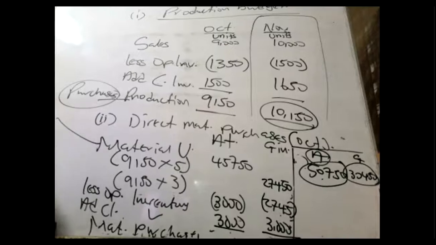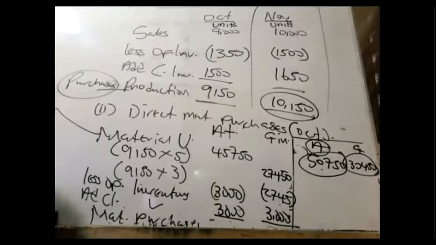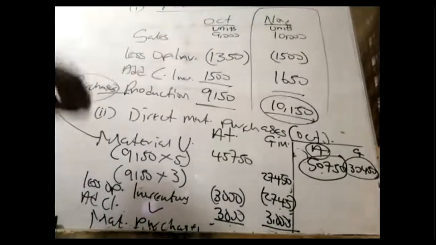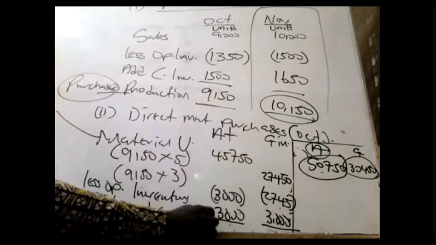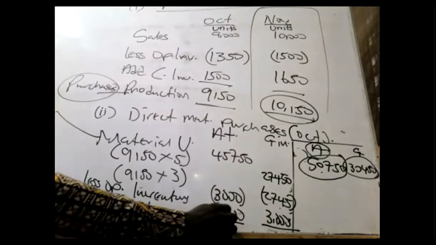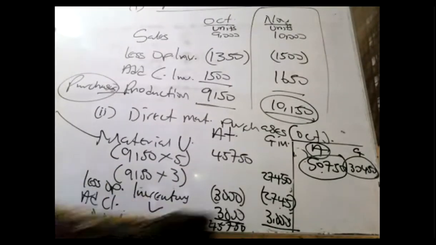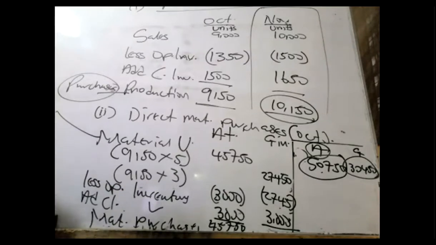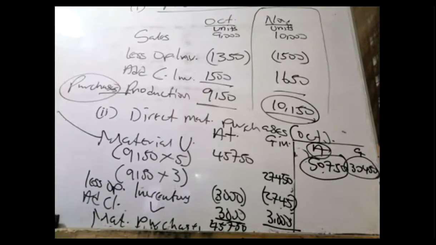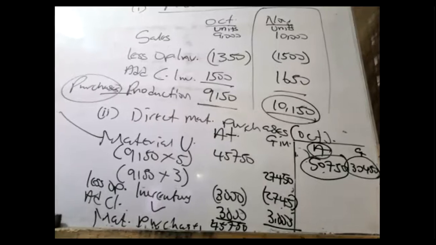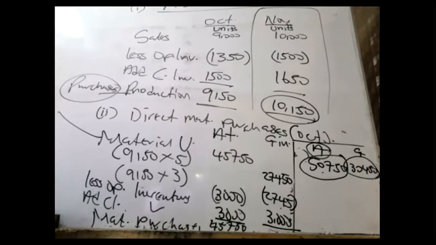Material purchases, okay. So basically, that is the answer. If you do the calculation well, you get something like 45,750. And 18,554 for ginger. It should be more than that. 37,705 or 707.